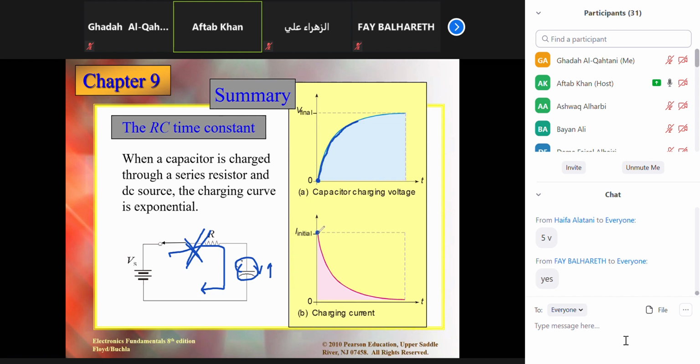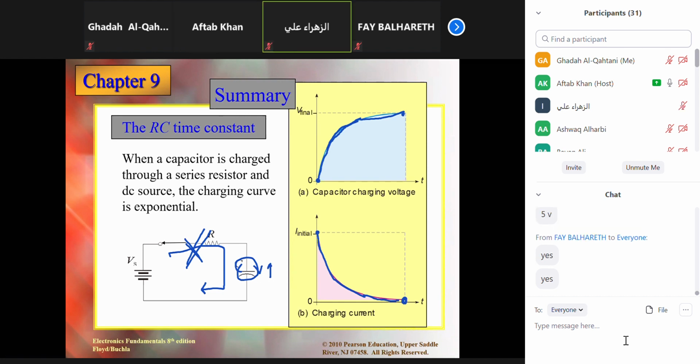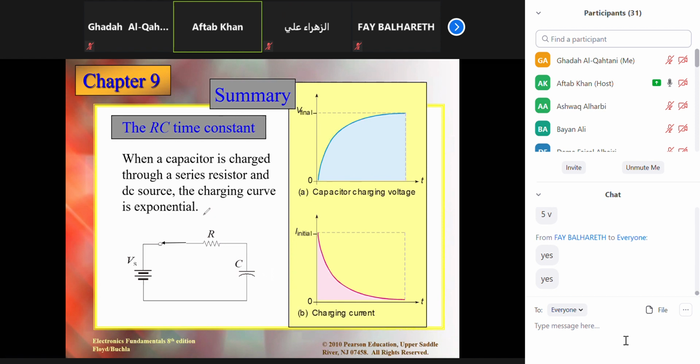See, this is the initial current which was high. And with time it keeps on reducing as the capacitor keeps on charging. Once the capacitor is fully charged, current reaches 0. That is, no current will flow once the capacitor is fully charged. Is it clear to all of you? Easy to understand the concept? Clear.